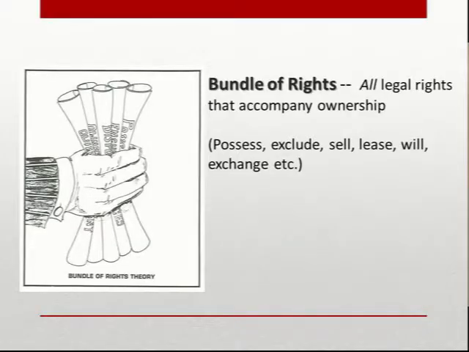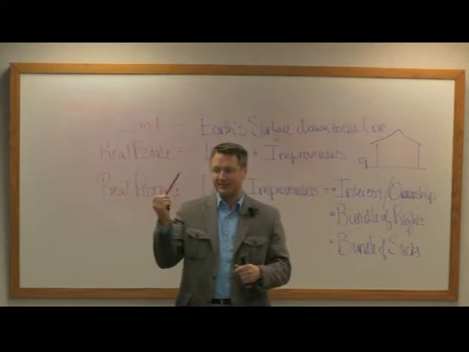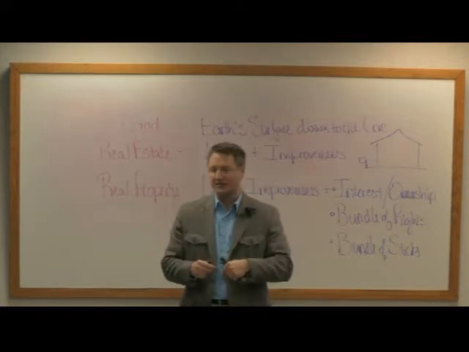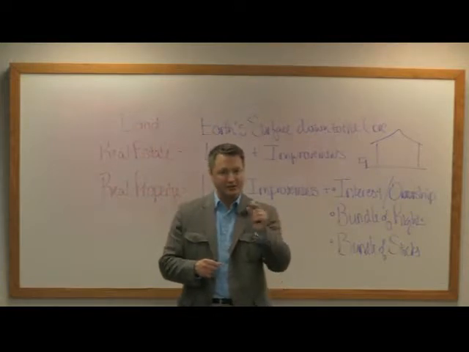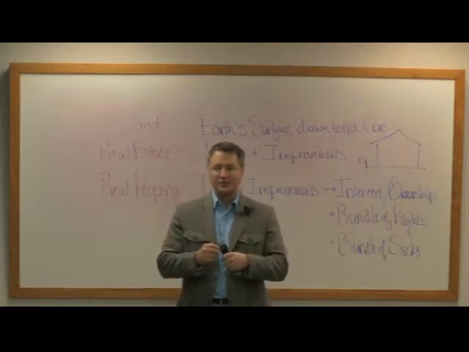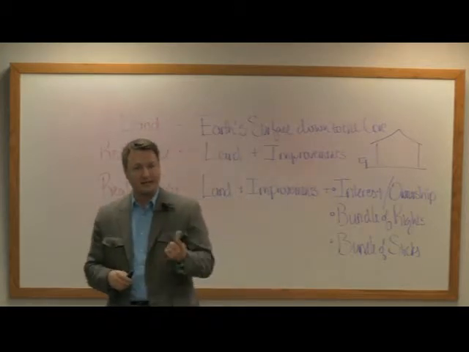So that's what I'm talking about with that bundle of rights. To define it, it's all legal rights that accompany ownership. It includes sticks that would be called possess, exclude, sell, lease, will, exchange, etc. Each one of those I listed would have their own stick, and it would be included in that bundle of rights, like on that picture in the book.